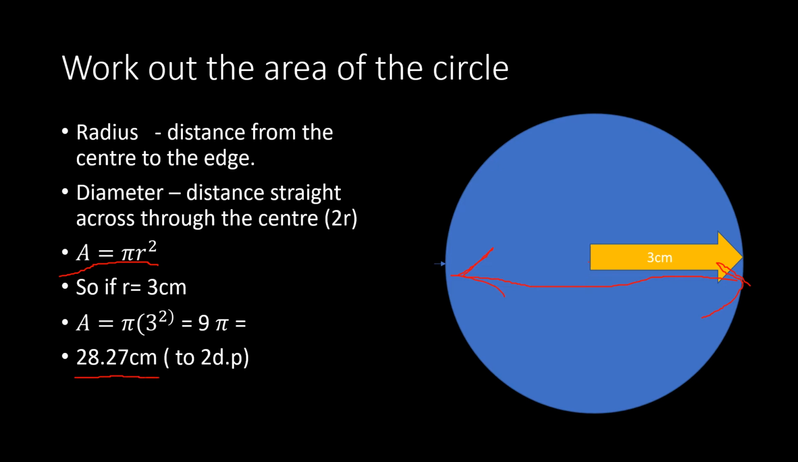Now again, because pi is an everlasting decimal, it does mean that you'll get a long string of decimal places. So I've simplified there to 2 decimal places. When you do this as a question, look for what the question is asking you for.